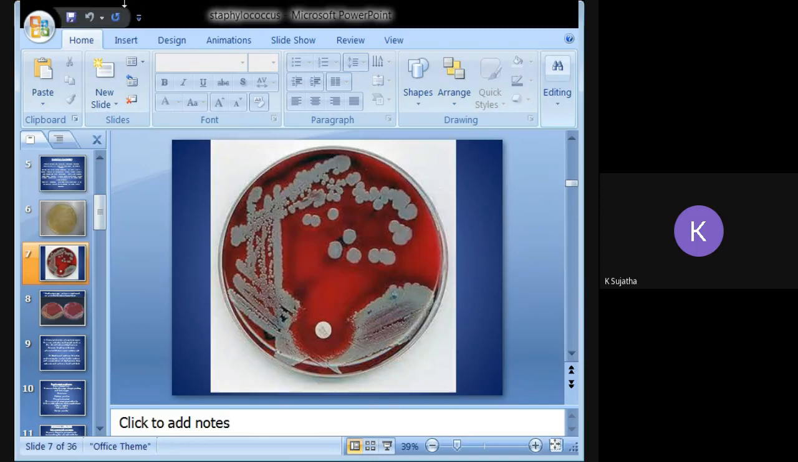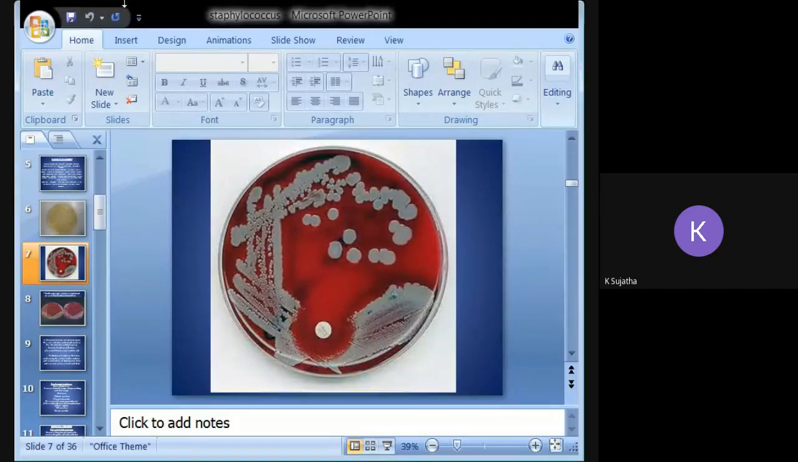Next, the tube coagulase test. Bacterial specimens are taken in a test tube. Next, human plasma or rabbit plasma is added to the test tube. Both are mixed, and the clumpings are observed. Next, another one, the sugar fermentation test.